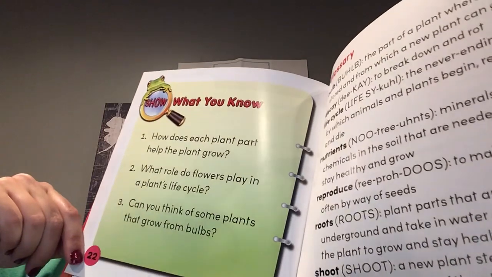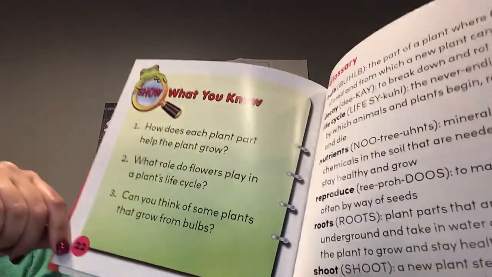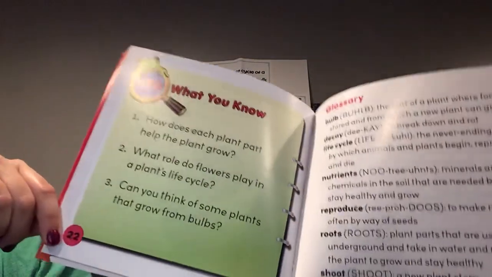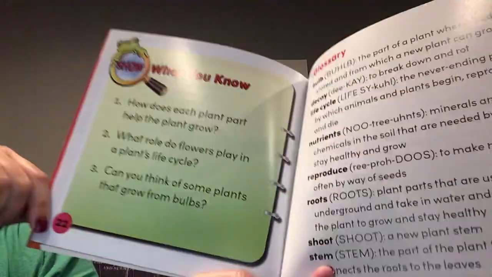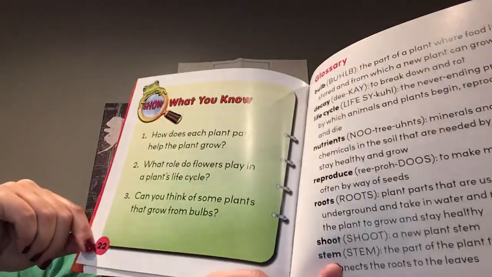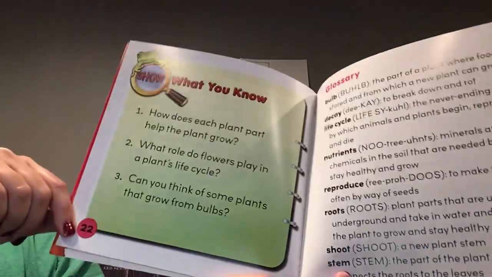Show what you know. How does each plant part help the plant grow? So think about the stem and the leaves and the seed. What role do flowers play in a plant's life cycle? And can you think of some plants that grow from bulbs?